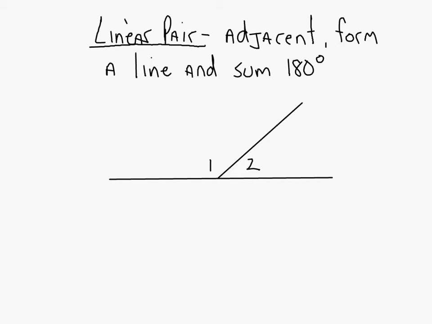Angles 1 and 2, they're a linear pair. They're next to each other. They share a vertex and a side, and they add up to 180 degrees. Angle 1 plus angle 2 equals 180.